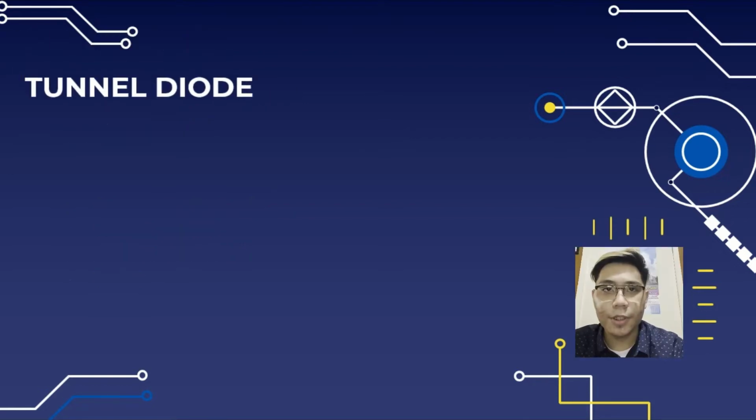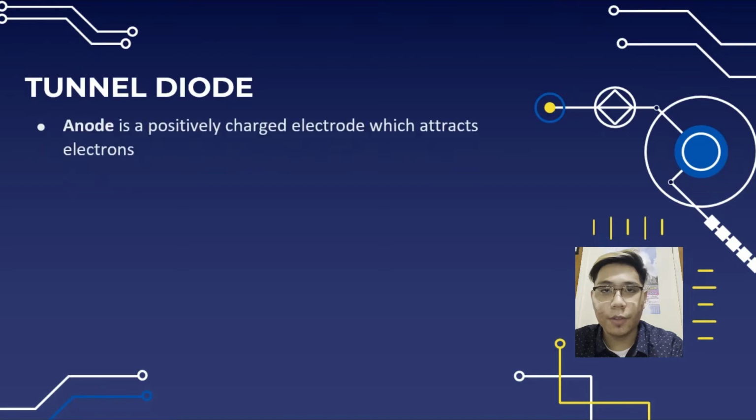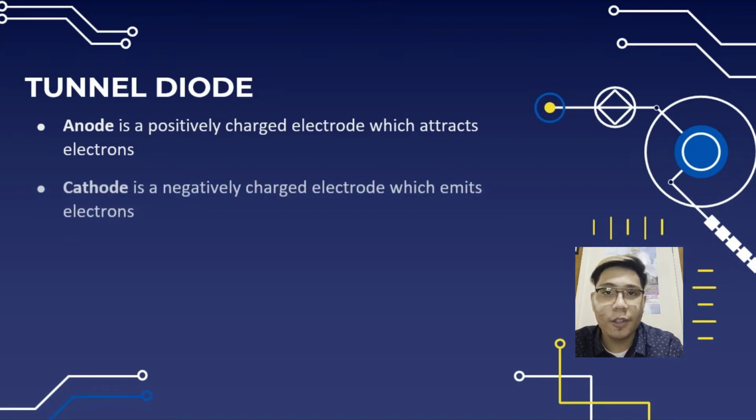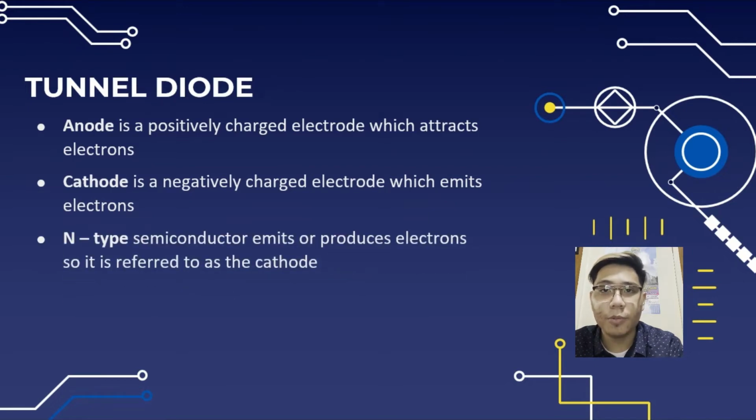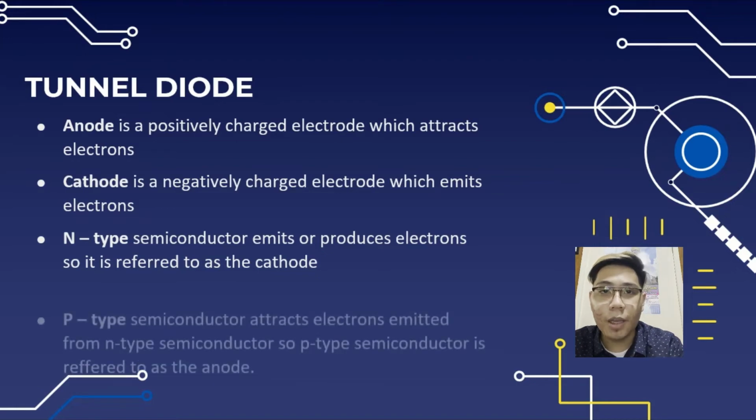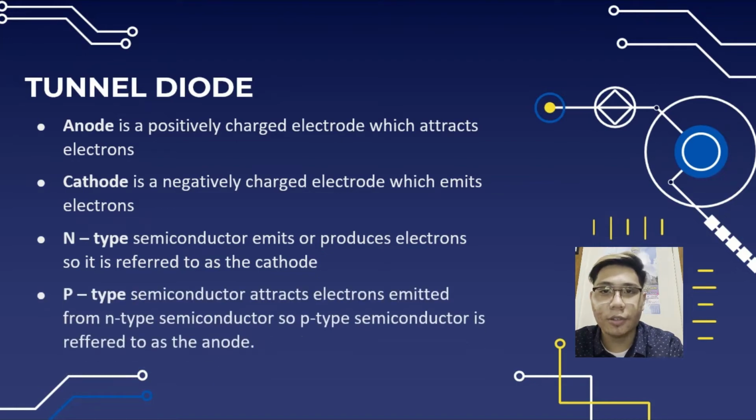The parts of a tunnel diode: first of all, the anode is a positively charged electrode which attracts electrons. Cathode is a negatively charged electrode which emits electrons. N-type semiconductor emits or produces electrons, so it is referred to as the cathode. P-type semiconductor attracts electrons emitted from N-type semiconductor, so P-type semiconductor is referred to as the anode.